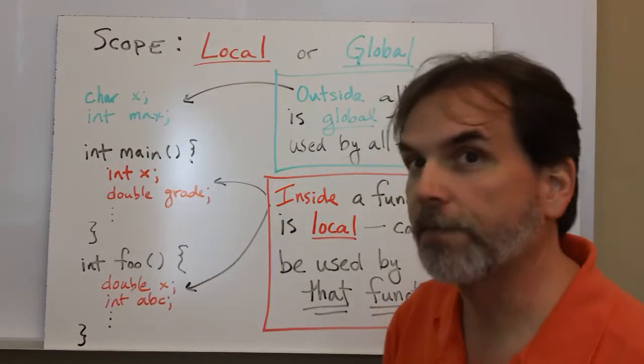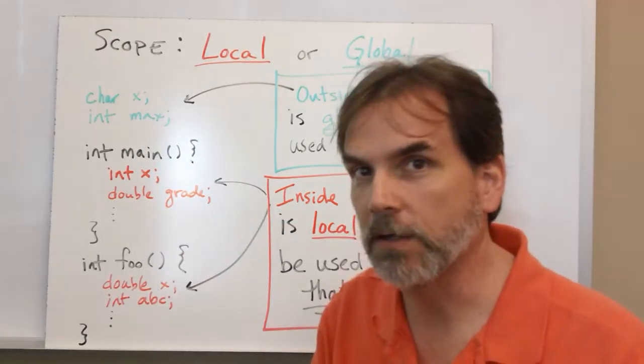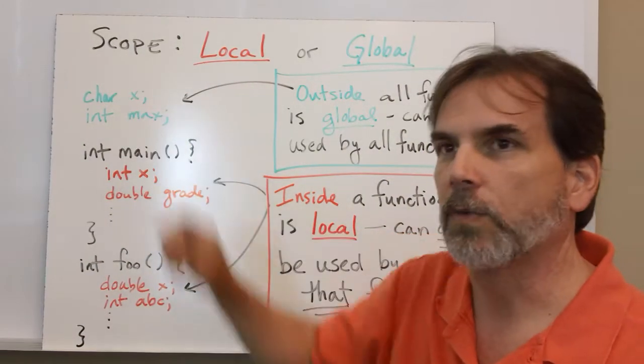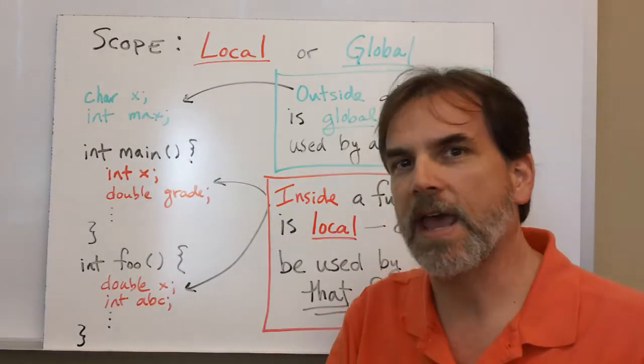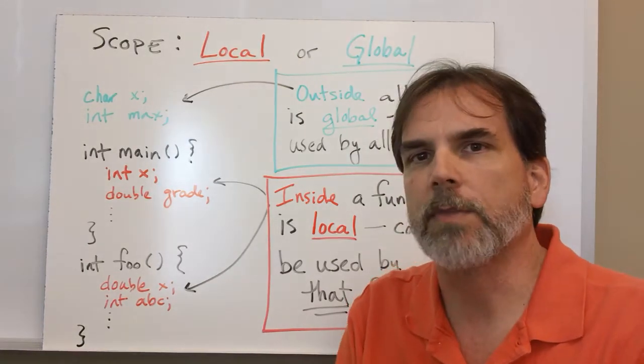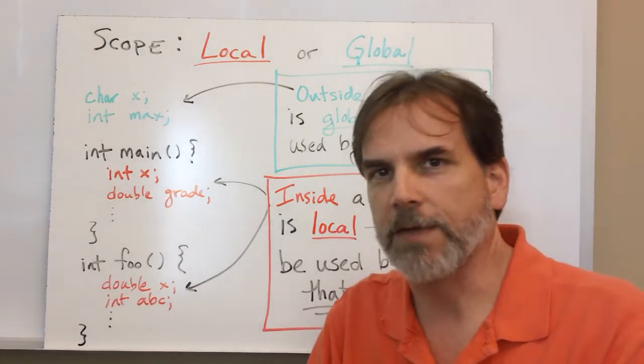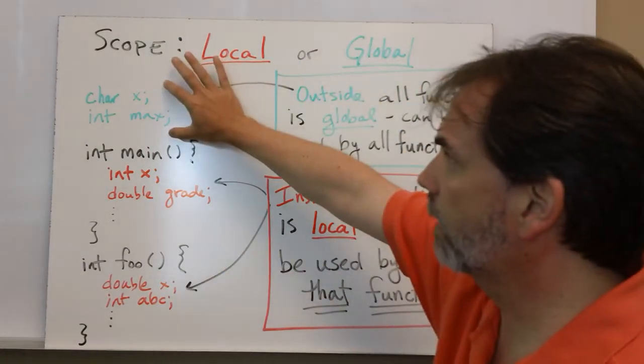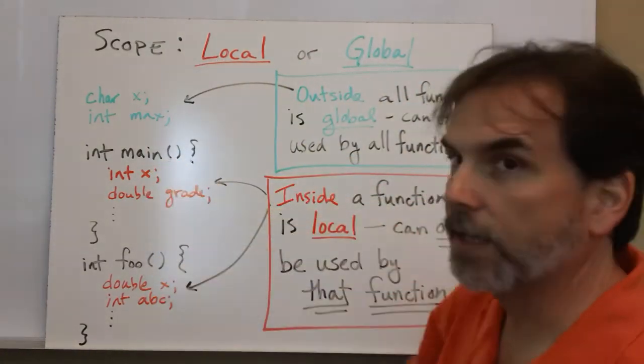If I'm in some other function in the program that didn't declare its own local variable x, then that refers to the global. So when I say x in code, I have to find the closest, the most local declaration of that variable to know which one I'm talking about. So remember, outside is global, inside is local.